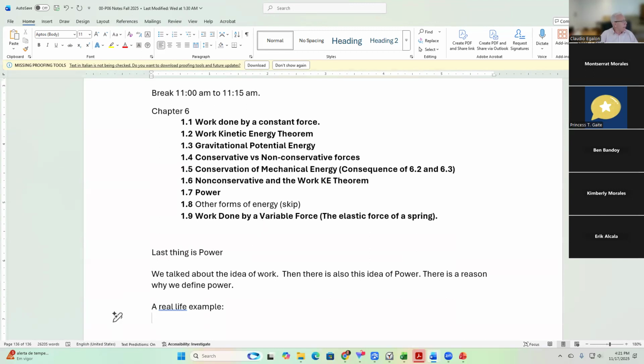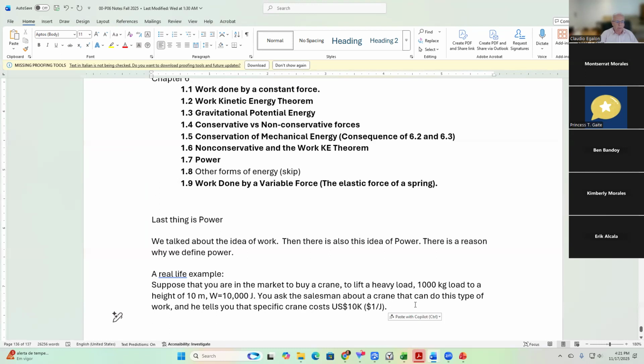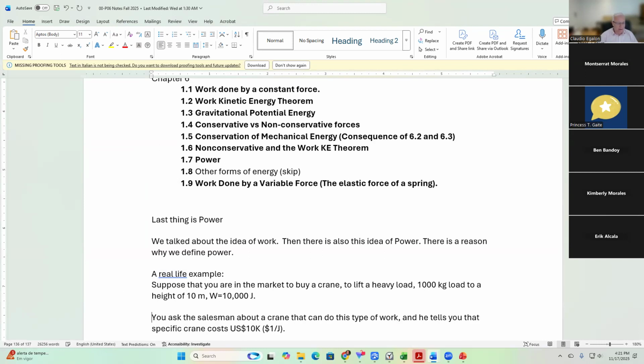Suppose you're in the market to buy a crane to lift a very heavy load, 1,000 kilograms, let's say, to a height of 10 meters. So you have this 1,000 kilogram mass, and you have to lift this load to a height of 10 meters, which requires an amount of work. Let's see here. Oh, it's not 100 joules. It's 100,000 joules, right?